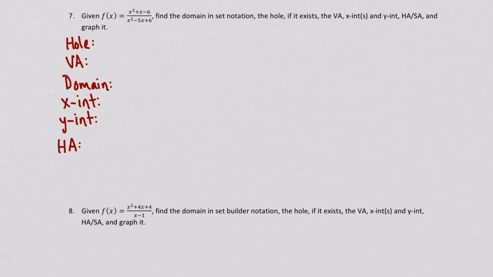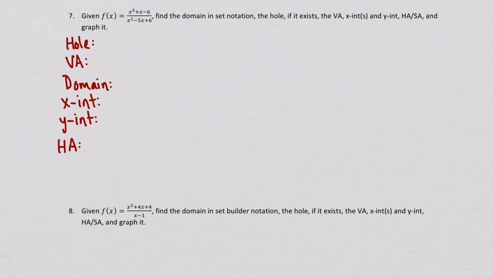Okay, so let's do it all again. I'll go a little bit faster on this one. Now that you saw number 6, you should be able to understand it a little bit easier. So here we go. It says given f of x equals x squared plus x minus 6 all over x squared minus 5x plus 6. Find the domain, the hole, if it exists, the vertical asymptote, the x-intercepts and y-intercepts, the horizontal asymptote or slant asymptote, and then graph it. So everything we did in number 6.